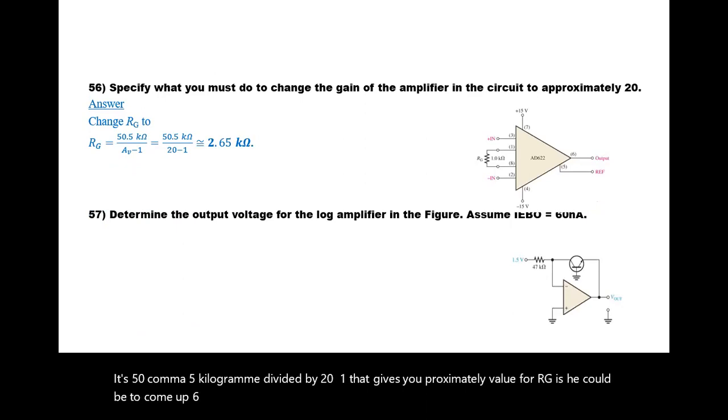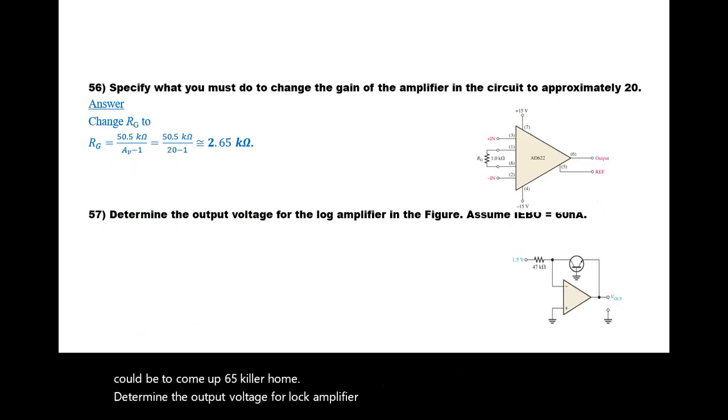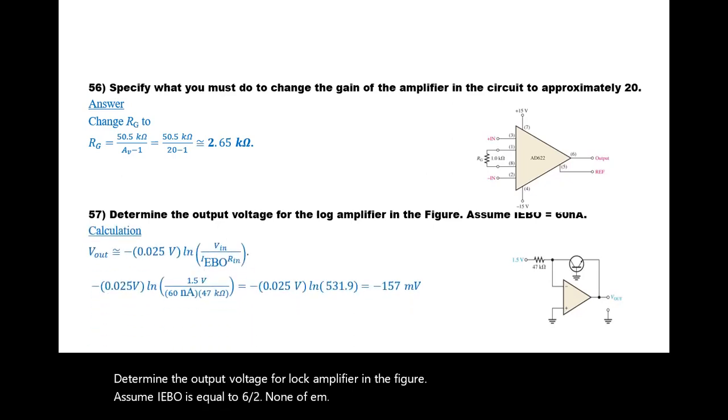Determine the output voltage for the log amplifier in the figure. Assume IEBO is equal to 62 nanoamp. V out is approximately equal to negative 0.025 volts times the ln of V in divided by IEBO R in. Substitute those values and you get an answer of negative 157 millivolts.